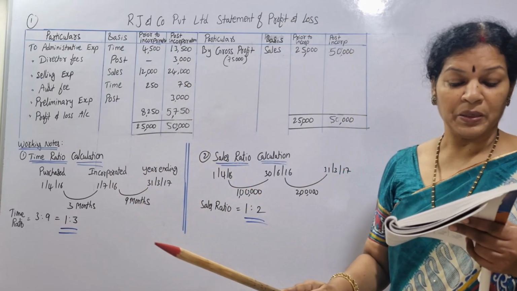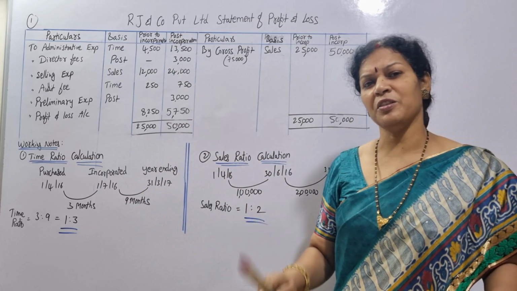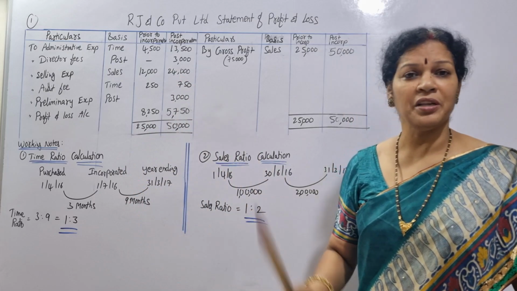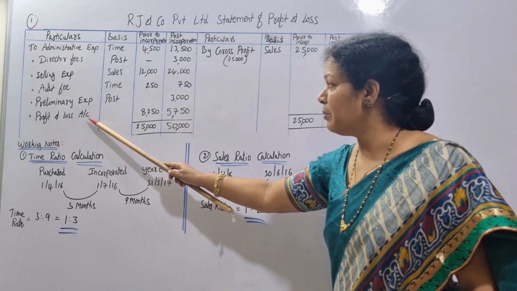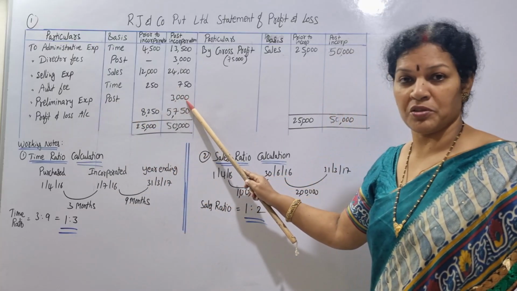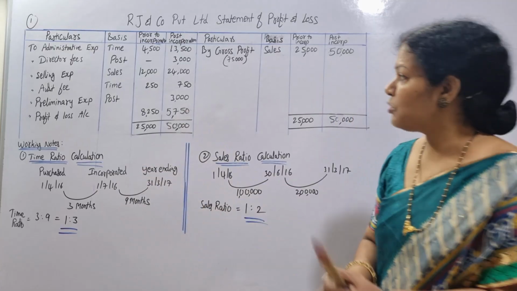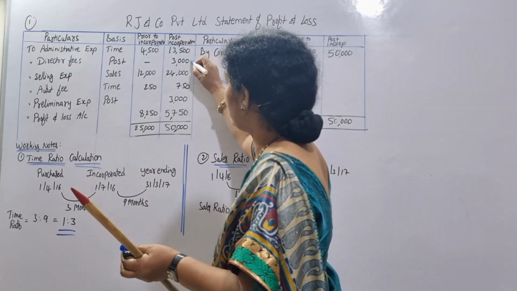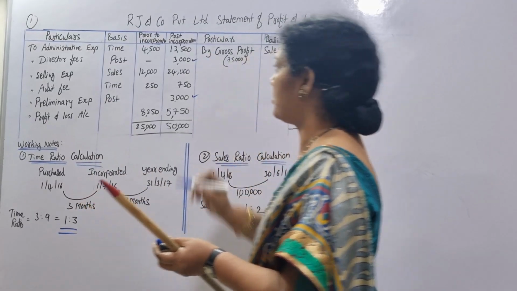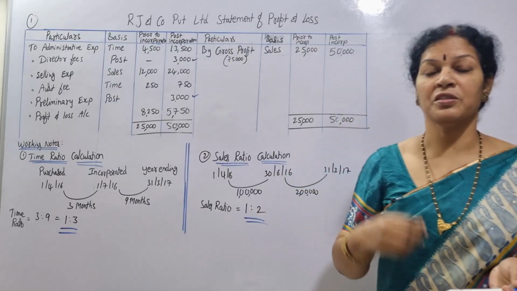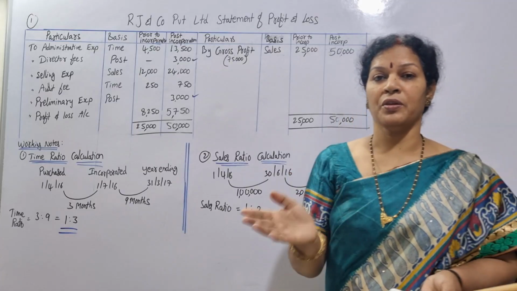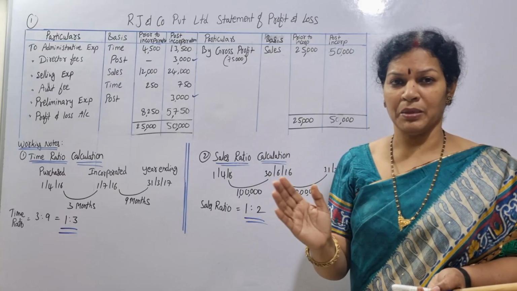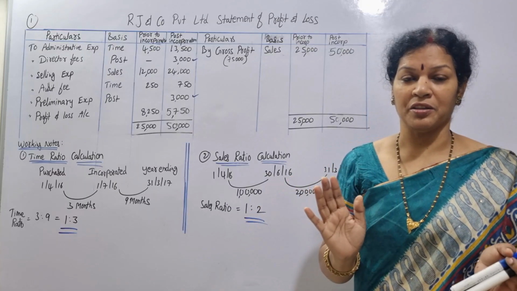Next, other expenses, preliminary expenses. Preliminary expenses are related to company. Post it directly. Preliminary expenses post here. Only these two expenses post: director fee and preliminary expenses. Rest of the expenses either on the basis of sales or basis of time we have allocated.